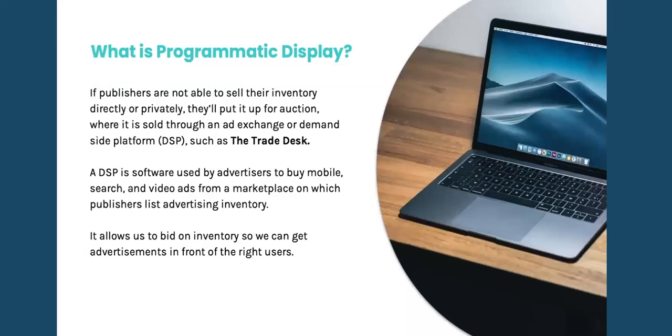Simply, if publishers are not able to sell their inventory directly or privately, they'll put it up for auction where it's sold through an exchange or a demand-side platform. The demand-side platform that we use is called the Trade Desk. It's very reputable. I really like to think of it as the stock exchange for digital inventory. So it allows us to buy inventory from many different publisher and inventory sources and really be able to take advantage of all these different publishers and what they have to offer through one aggregated source.